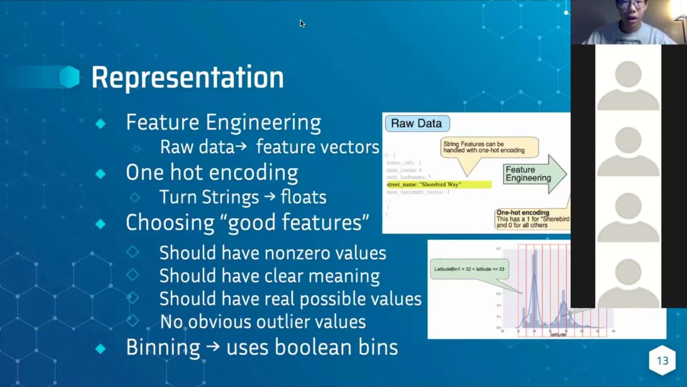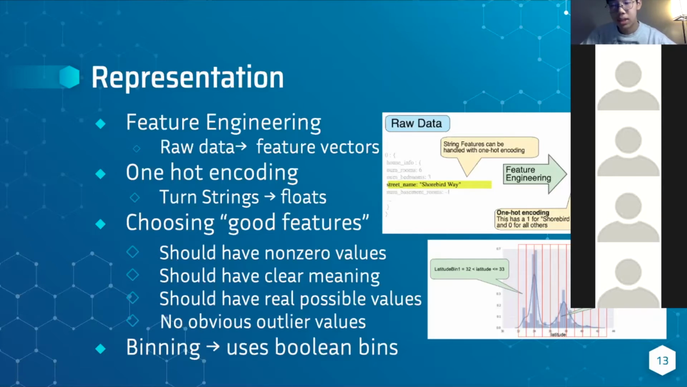It's harder for our computer to work with words than with numbers, because we can take numbers and easily use them to calculate things, and words are kind of hard to do that with. So something machine learning scientists do is, let's say the input is Shorebird Way. As you can see on the right, that is the street name of one of our families. We can take that word and change it into numbers.